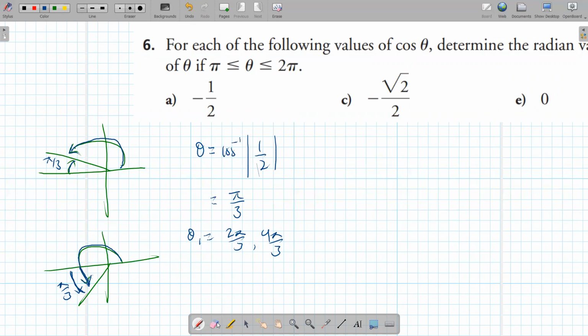Is it because there's 2 versions where it's negative? Yeah, cosine is negative in 2 quadrants. That's why. Okay, I think I got that.